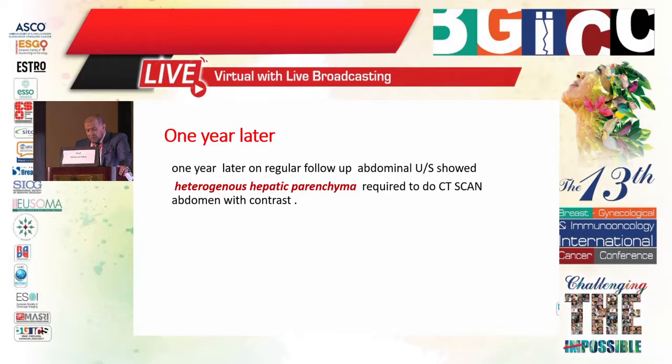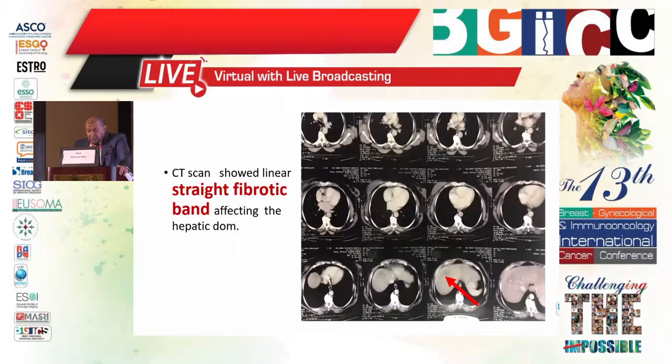She consulted hepatology, who said that it may be from old-standing cirrhosis, but required a CT scan to define this heterogeneity. The CT scan showed abnormal straight fibrotic bands affecting the hepatic dome. You can see these straight bands in the hepatic dome are quite strange, not matching the usual chronic cirrhosis we find in our patients.